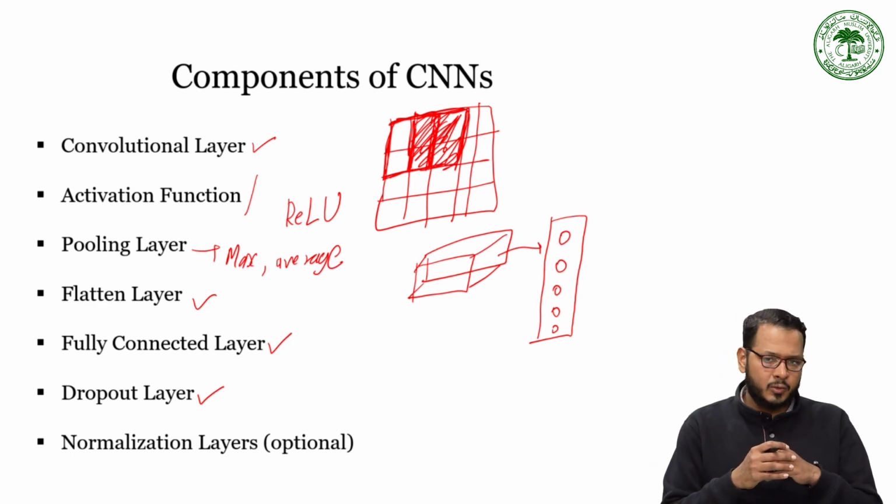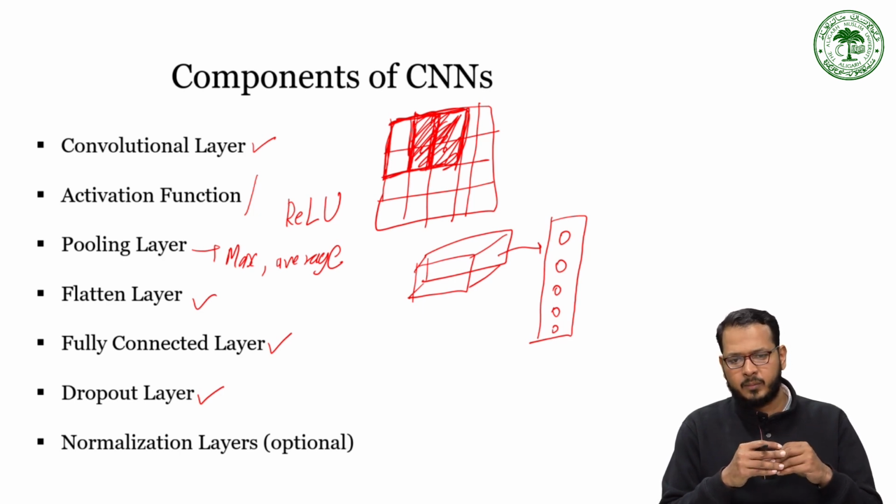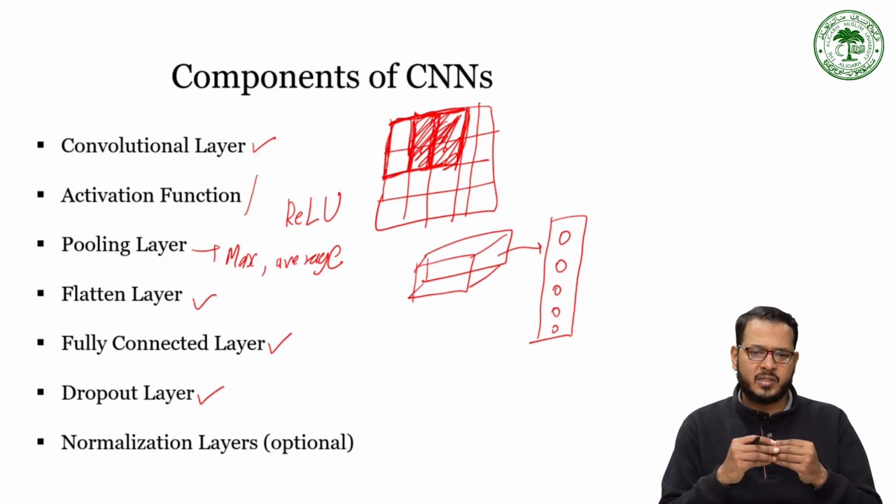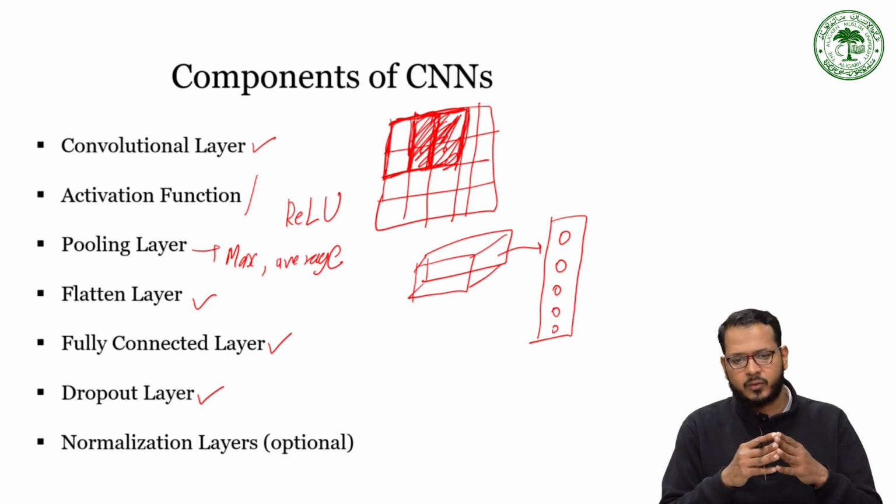Normalization layers are also used sometimes, that's why they are optional. And these layers, such as batch normalization, may be used within CNNs to make the training process more stable and faster. So these normalization layers play a very important role in stabilizing and accelerating the training process.